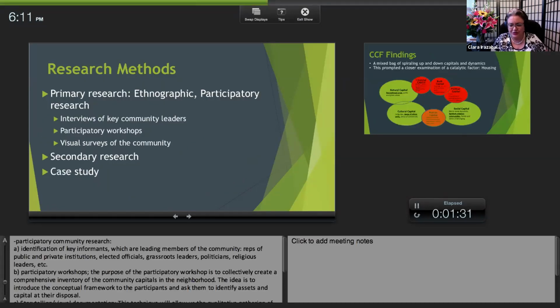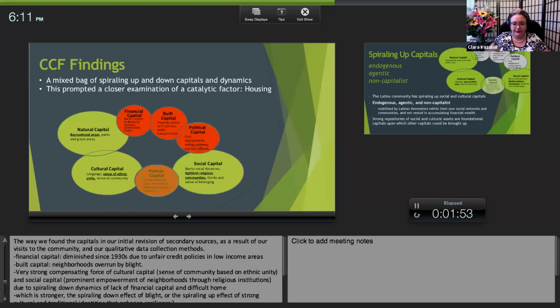We did primary research, secondary research, and then a case study on housing that I'm not going to get into in this presentation. Mostly our primary data was collected through interviews of key community leaders in the Latinx communities, participatory workshops, and visual surveys for the case study. And what we found fairly rapidly, after and during collecting this data, is that there was a mixed bag of spiraling up and down of capitals and dynamics in the community.